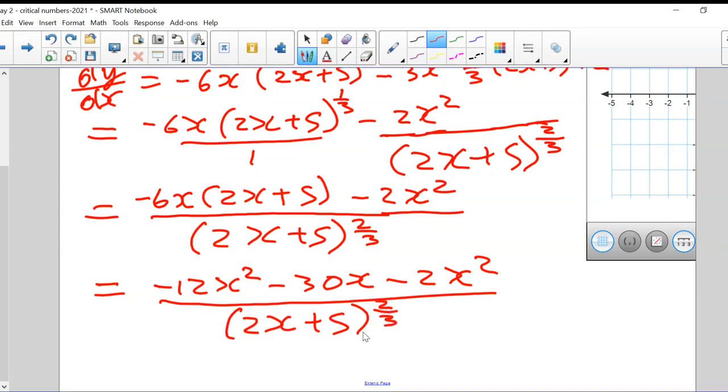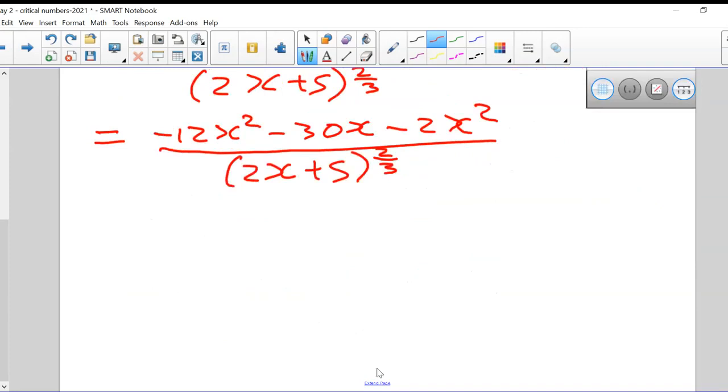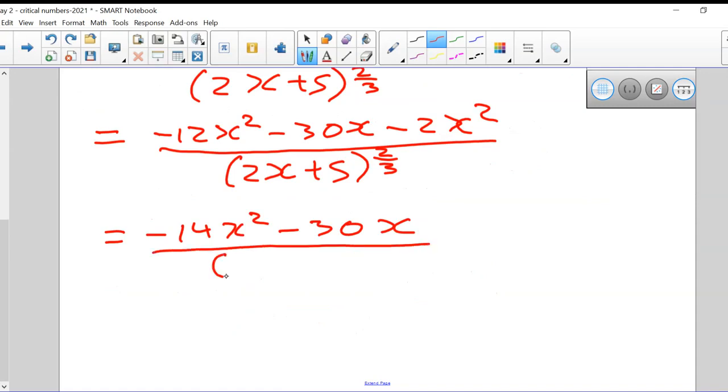Okay. And then on top, I'm going to get, what is that? Minus 14x squared minus 30x. And then all of that, of course, is over (2x plus 5) to the 2/3.